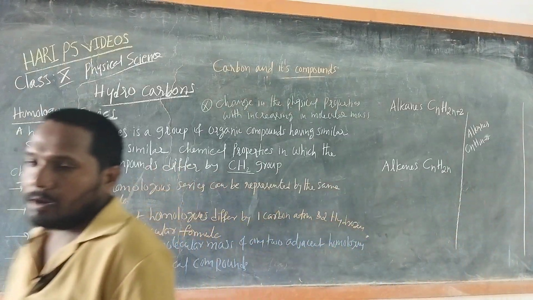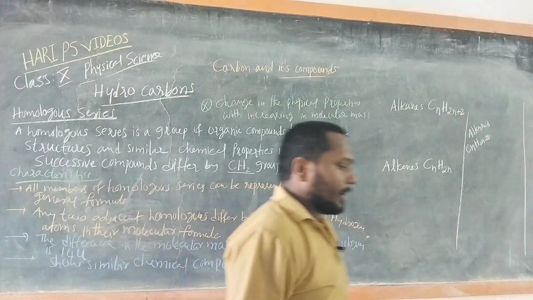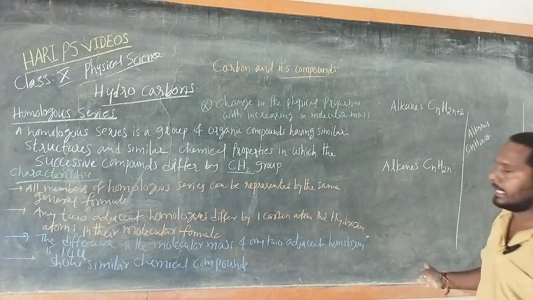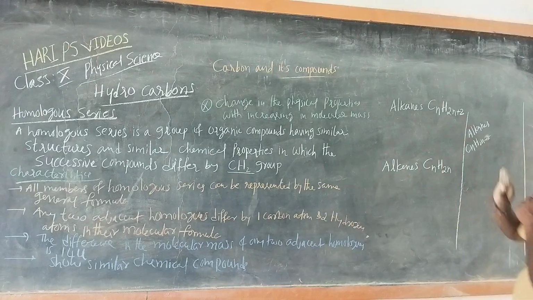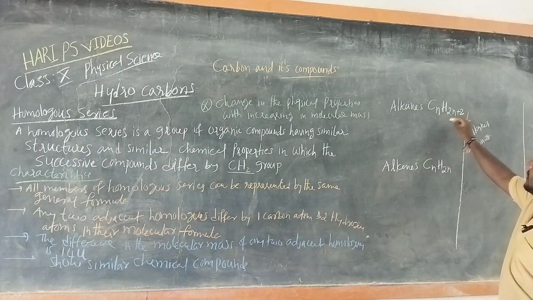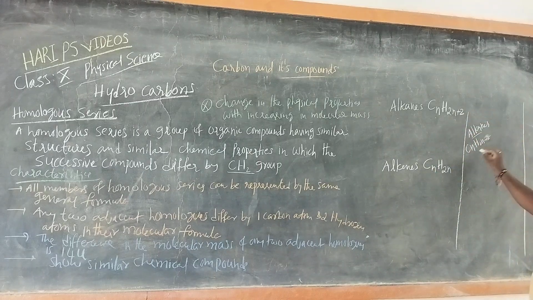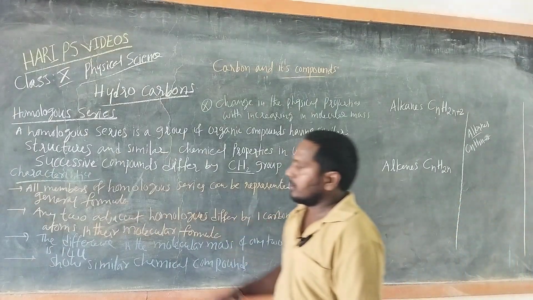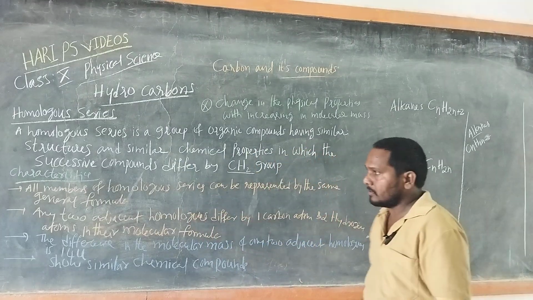Saturated hydrocarbons are alkanes; unsaturated hydrocarbons are alkenes and alkynes. So all members of a homologous series can be represented by the same general formula. For alkanes, CnH2n+2. For alkenes, CnH2n. For alkynes, CnH2n-2. Right. Second characteristic: let us discuss examples along with the characteristics.